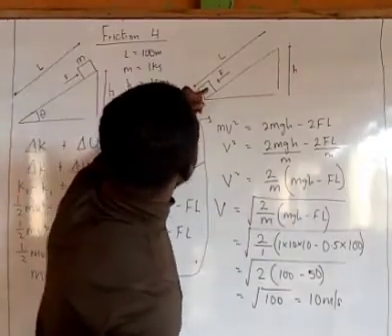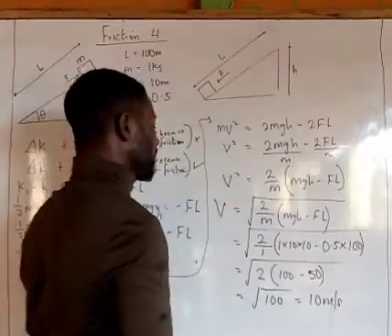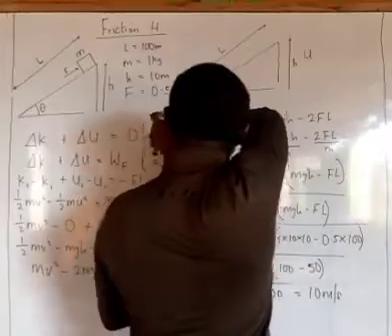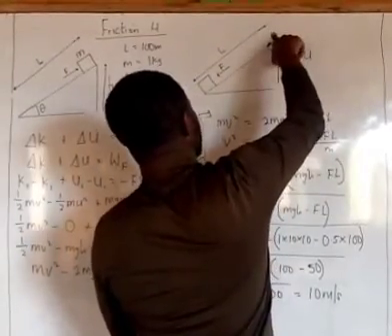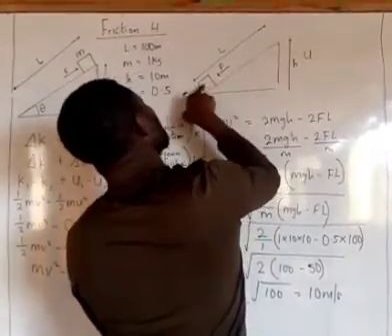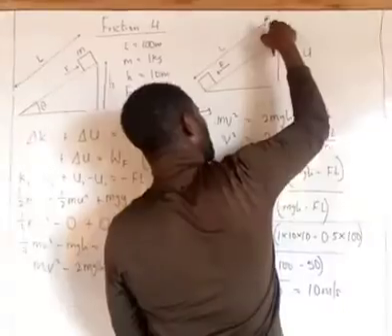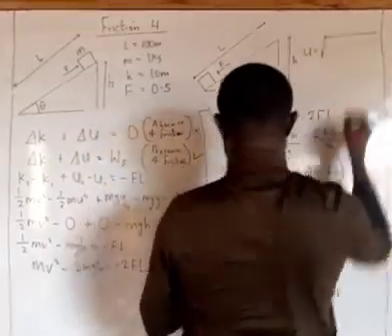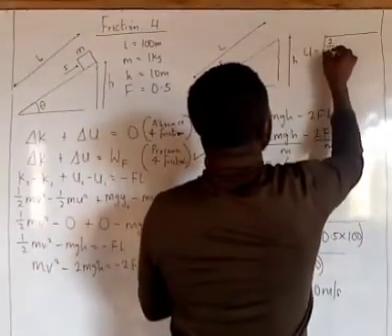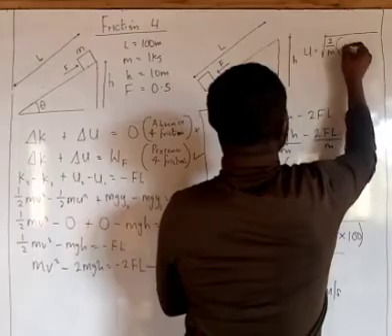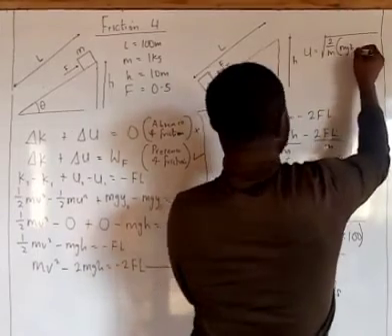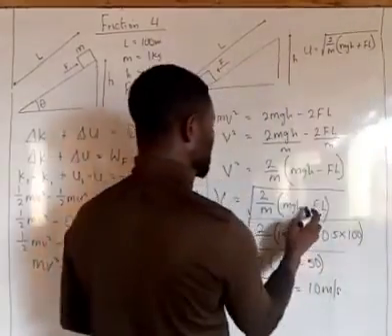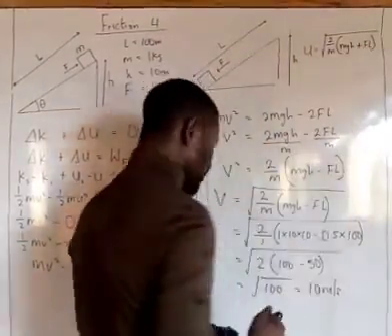But when the body is moving from here to the top, the correct formula will then be u, because our final velocity must have been 0. If the body is being pushed from here to the top, then my u is equal to square root of 2 over m, open bracket, mgh plus FL. The difference is just the sign: minus here, and here we have plus.